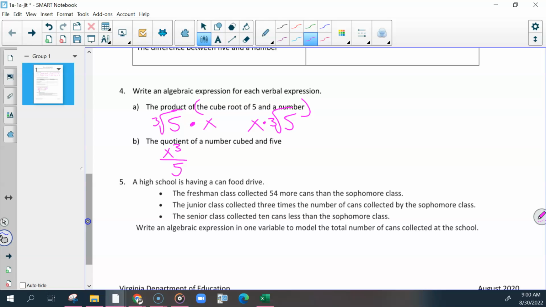Anyone else have the same thing? Do you have something different or you're thinking you agree? A number cubed means we're raising it to the third power. If it said cube root, we need the symbol from before. And then it's being divided by 5. So that would work. Do we have questions on 4?